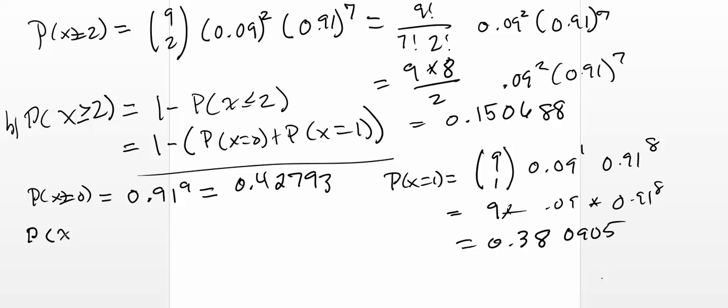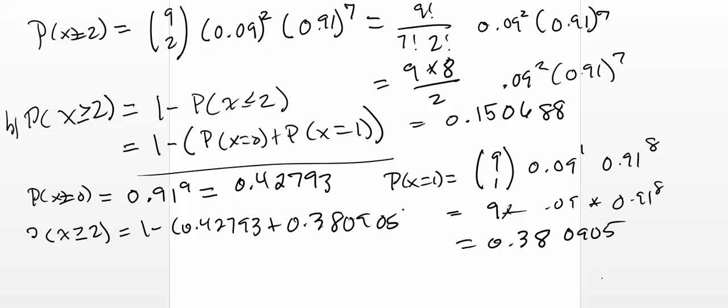So the probability that we get 2 or more is equal to 1 minus the quantity 0.42793 plus 0.380905, and I got a probability that x is greater than or equal to 2 of 0.191165.